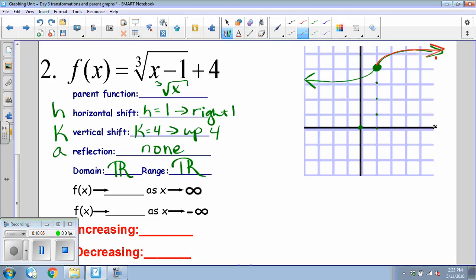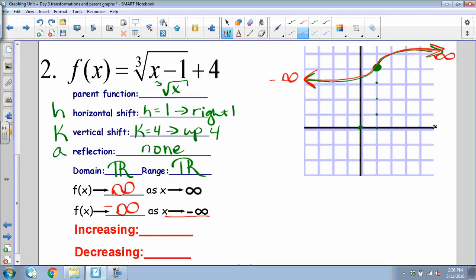These y values are continuously increasing in this direction. And these y values are continuously decreasing in this direction. It will continue going forever up and forever down. And so as x gets larger, my y values also get larger. And as x gets smaller, my y values also get smaller.